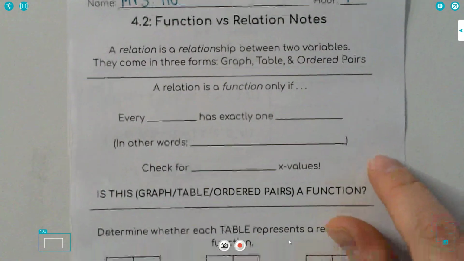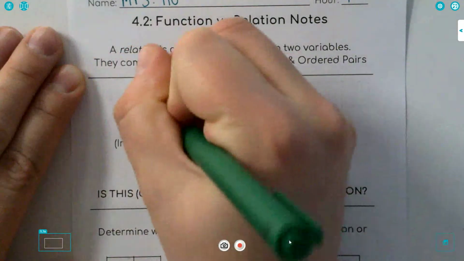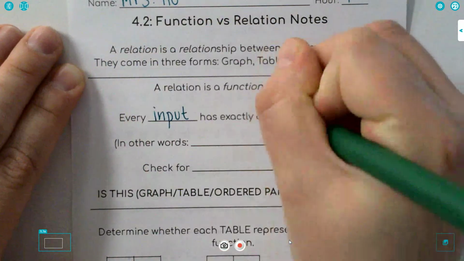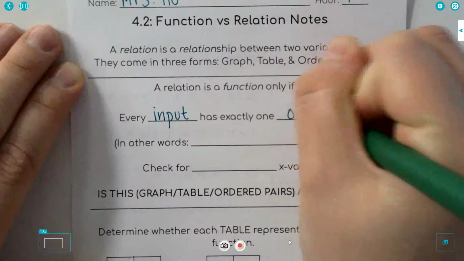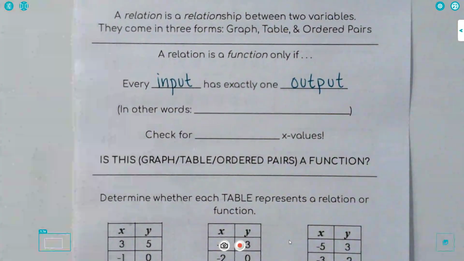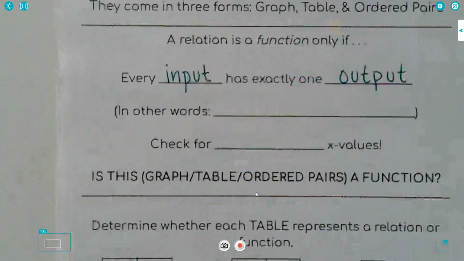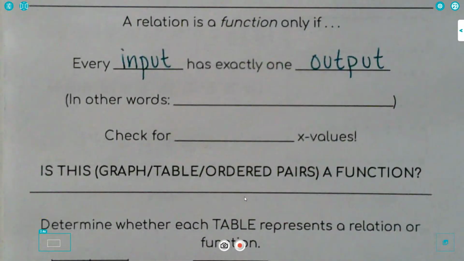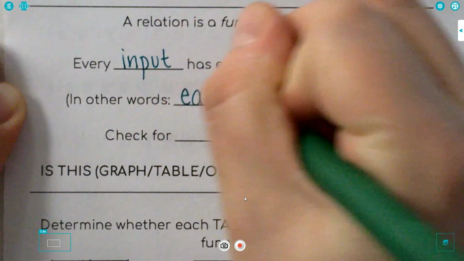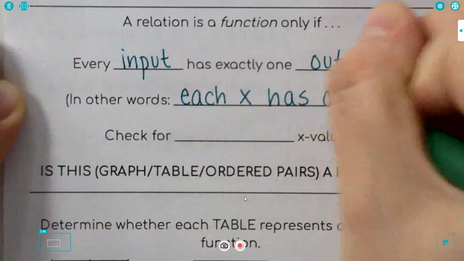A relationship is a function only if every input has exactly one output. Another way to say that, in other words, each x has one y.